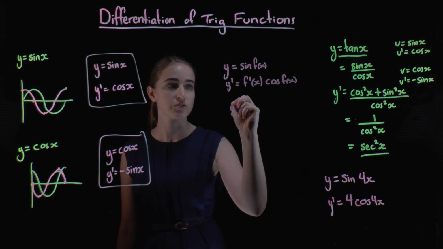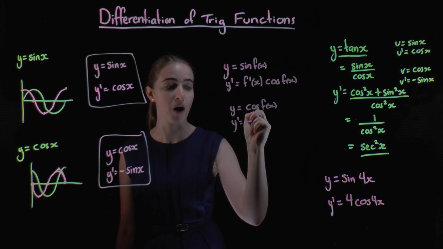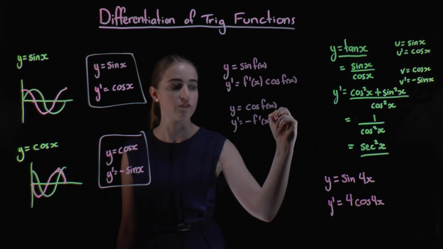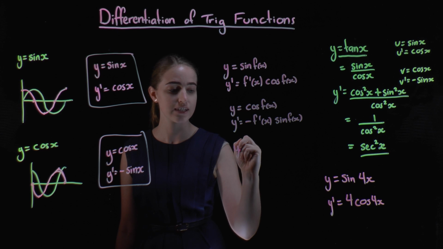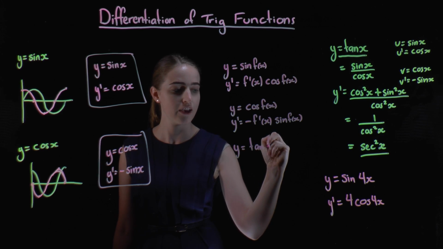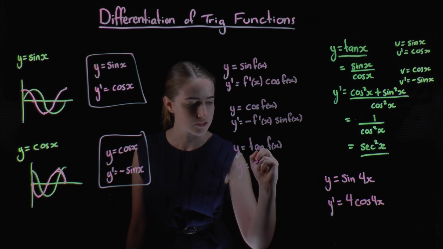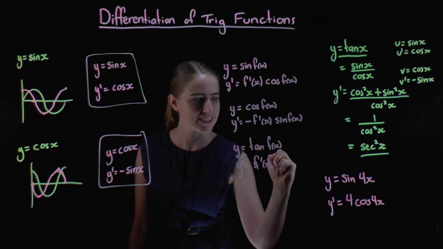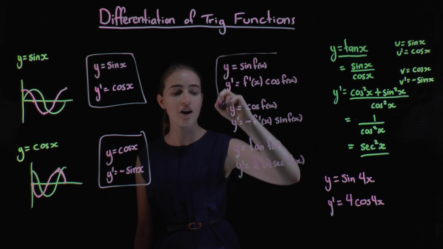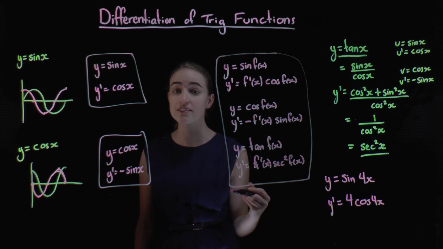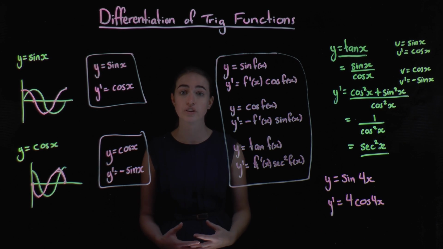All right, if we start with cos, so we've got y equals cos fx, then our derivative will be minus f dash x of sine fx. And our last one is our tan. So if we start off with tan f of x, then our derivative will be f dash x sec squared f of x. All right, so these guys are on your formula sheet. You need to recognize when to use them and how to use them. All right, so that's a quick look at the differentiation rules for trigonometric functions.